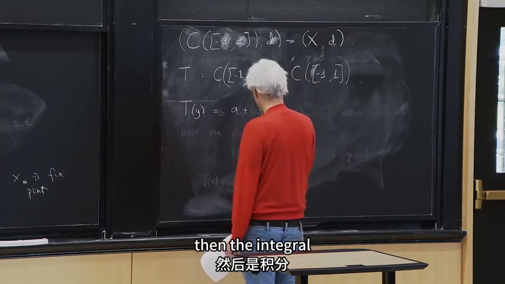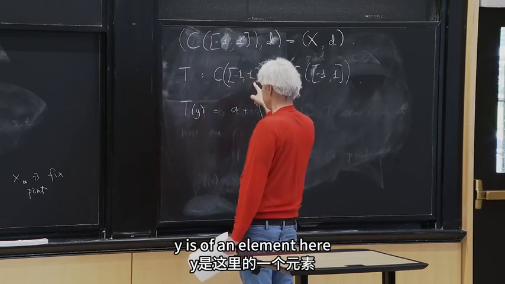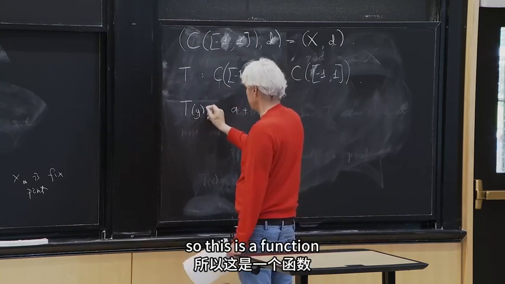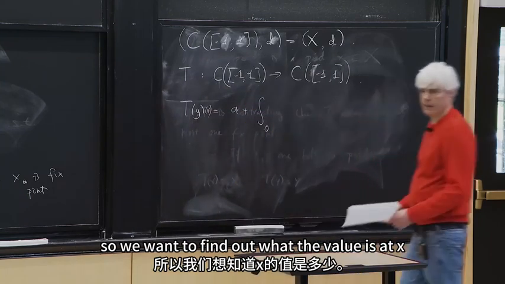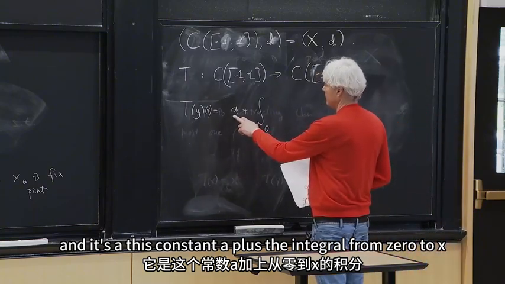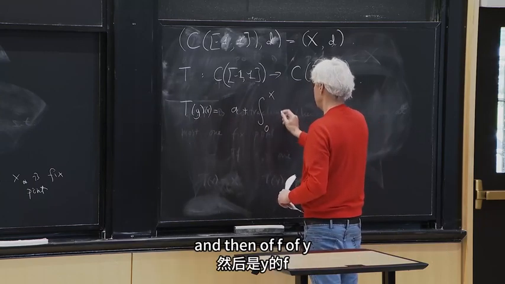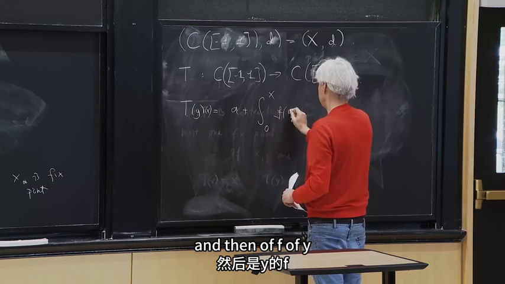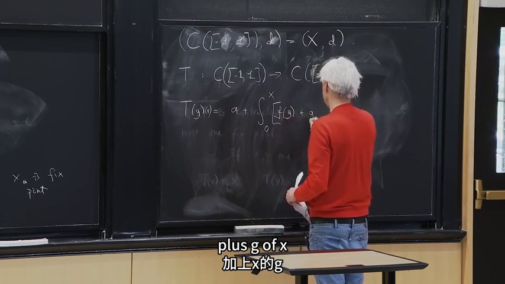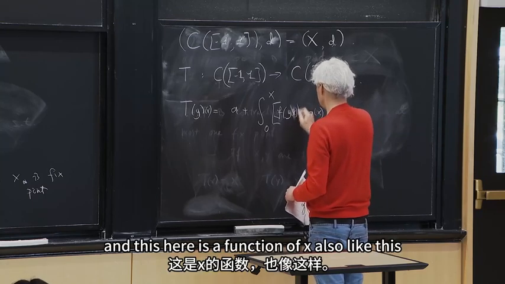So T of y is an element here. This one here is also supposed to be an element here. So this is a function. So we want to find out what the value is at x. And it's this constant a, plus the integral from 0 to x of f of y, plus g of x. And this here is a function of x, right?